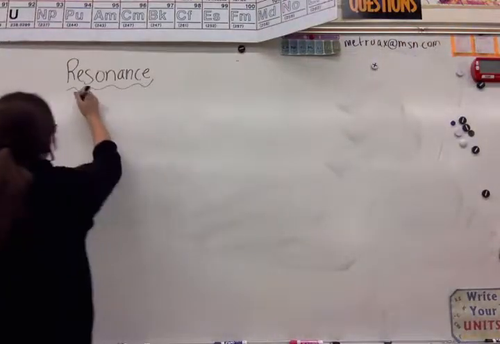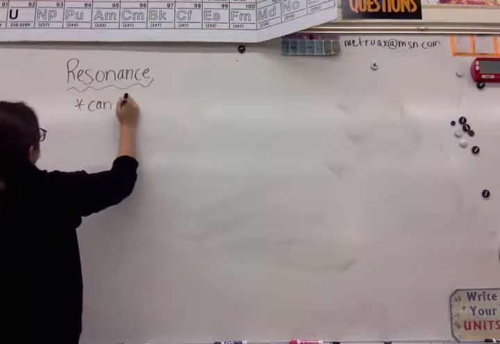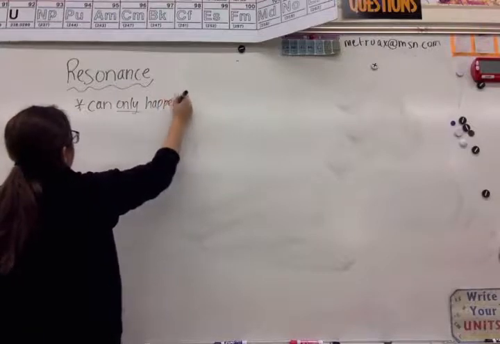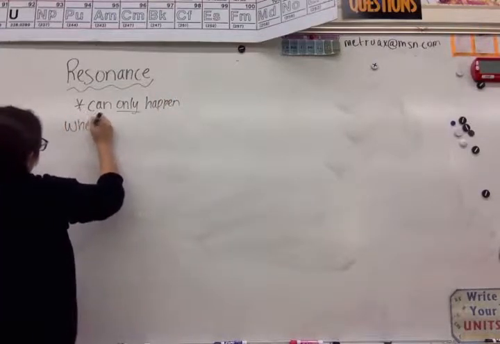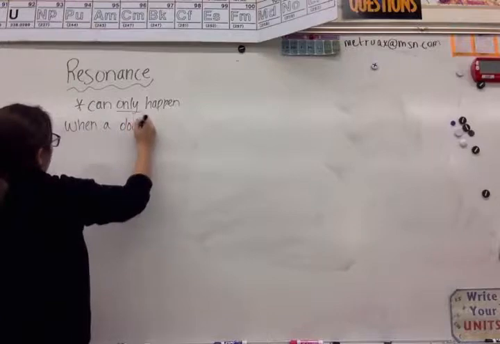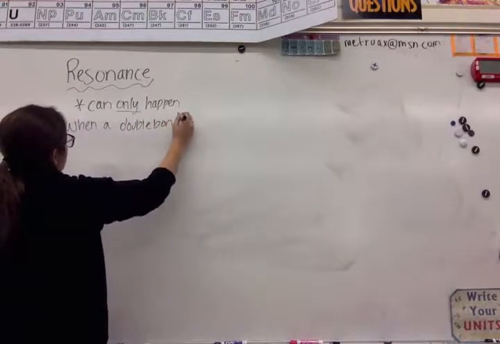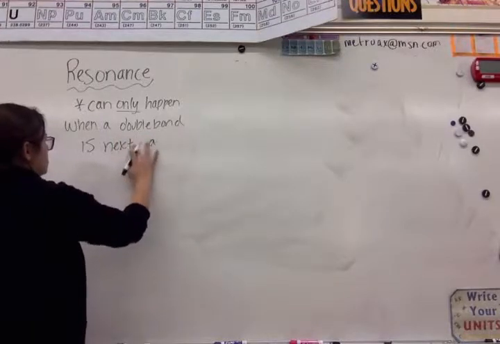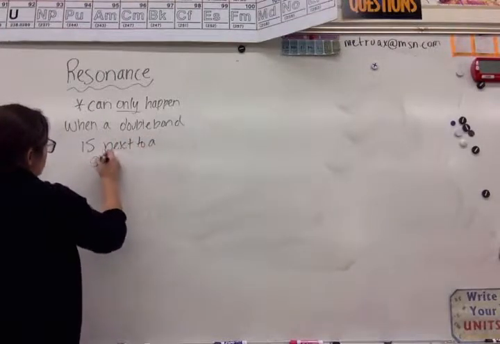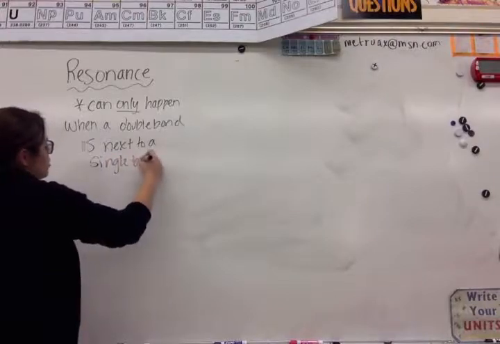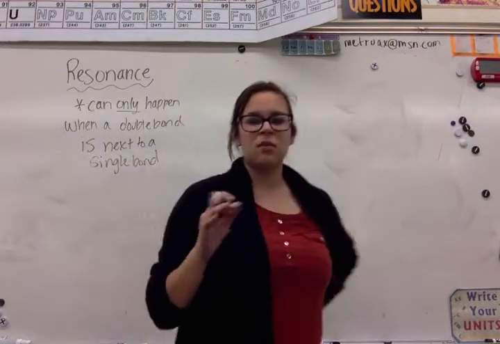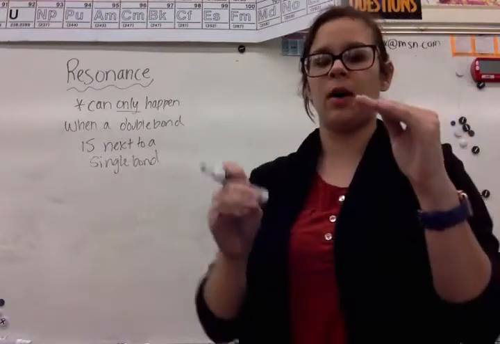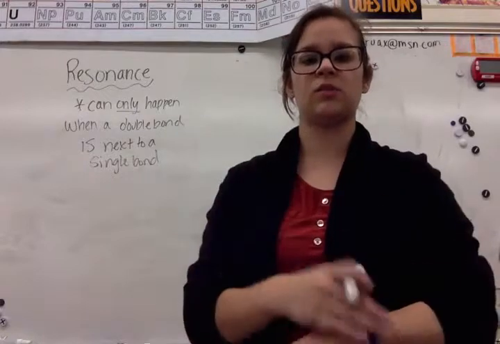So resonance, first of all, can only happen when a double bond is next to a single bond. That is what has to be there. It doesn't mean it always happens when that's there, but pretty much if there's a double bond and a single bond next to each other, in a lot of cases, resonance can happen.